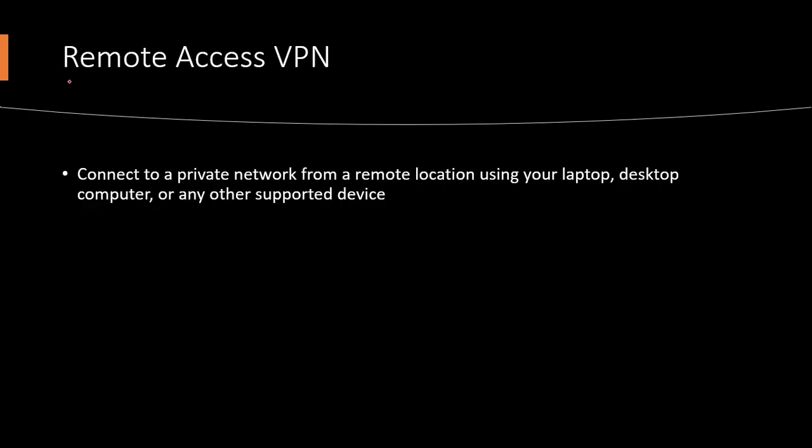And then we have the second type, which is a remote access VPN. A remote access VPN is what allows you to connect to a private network from a remote location using your laptop, your desktop computer, or any other supported device like a cell phone. So remote access VPN is what allows everybody to be able to work from home, especially during times like this where we're experiencing a pandemic. Everybody is closing down their offices and everybody's working from home.